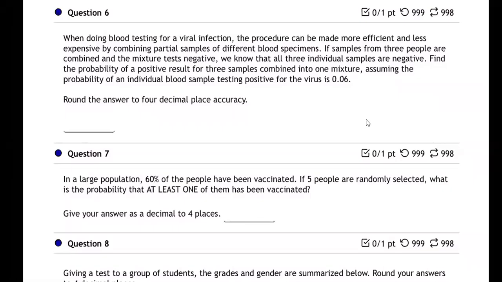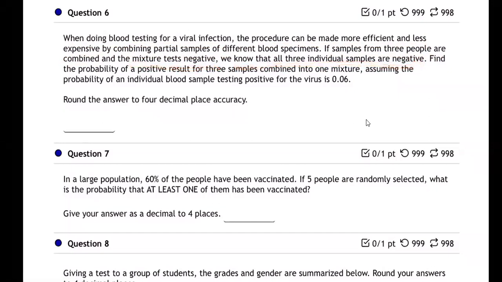Okay, so on this one now, they're going to say when doing a blood test for a viral infection, sounds like very modern, doesn't it? We're testing for COVID. The procedure can be made more efficient and less expensive by combining partial samples of different blood specimens. If the samples from 3 people are combined and the mixture tests negative, we know that all 3 individual samples are negative. Did that sentence make sense?